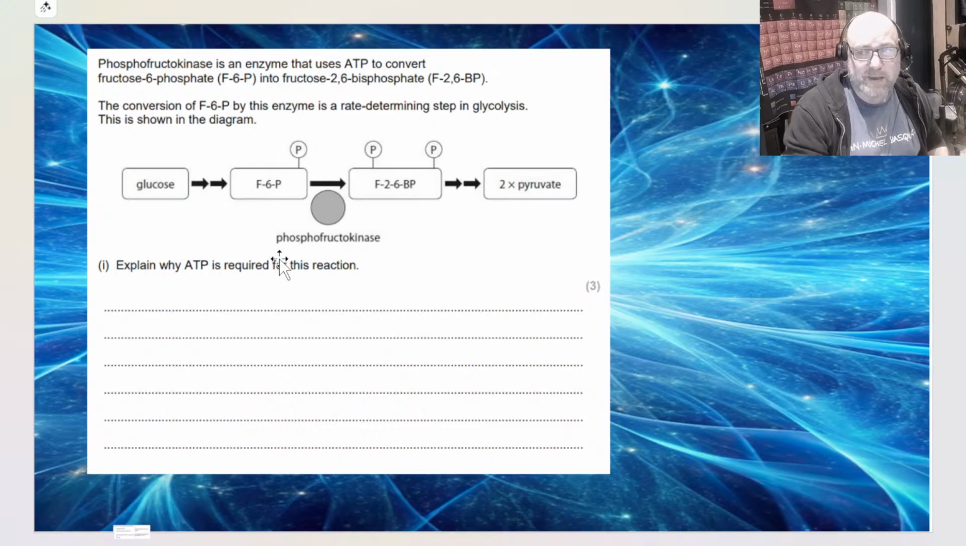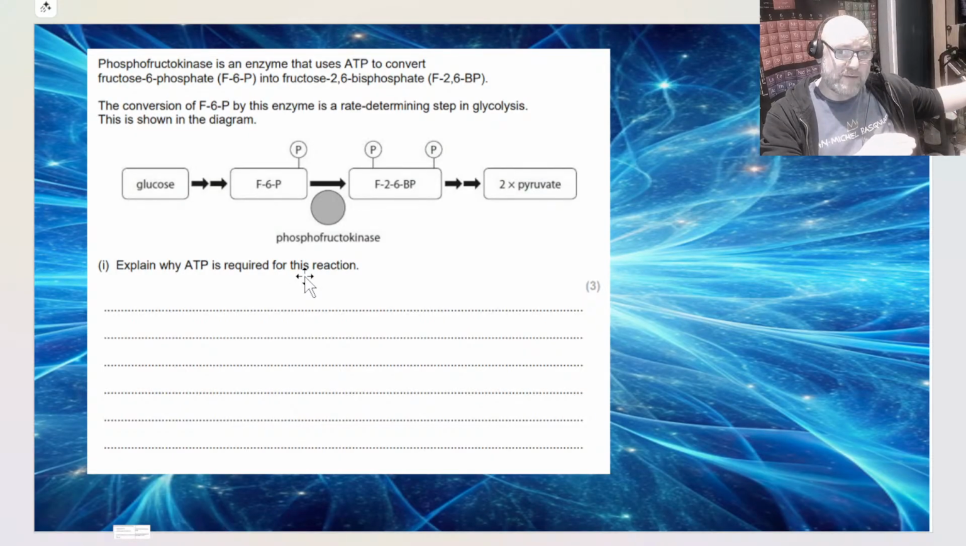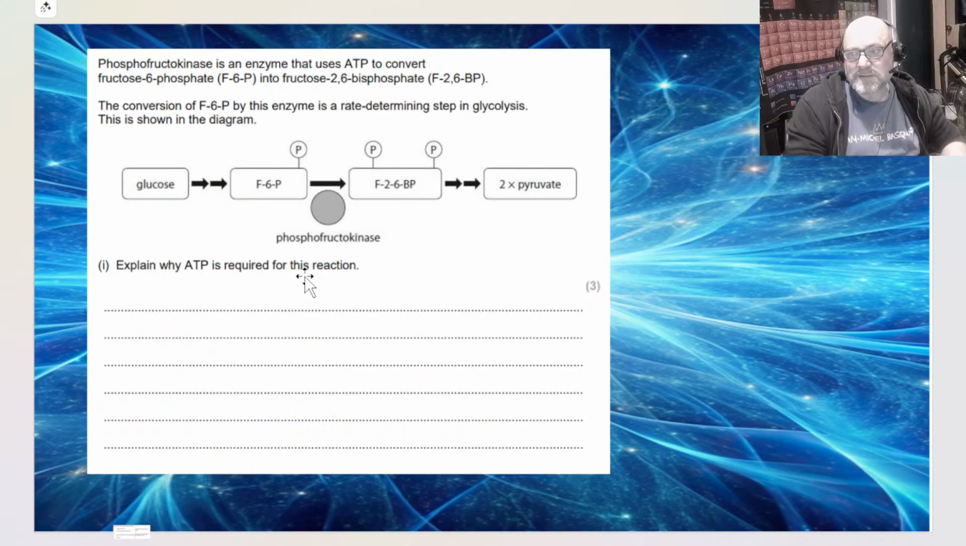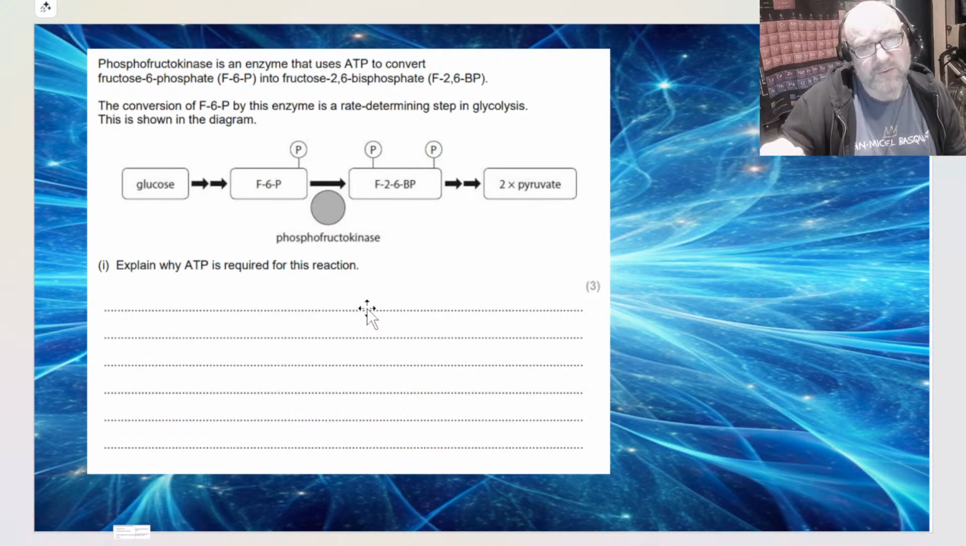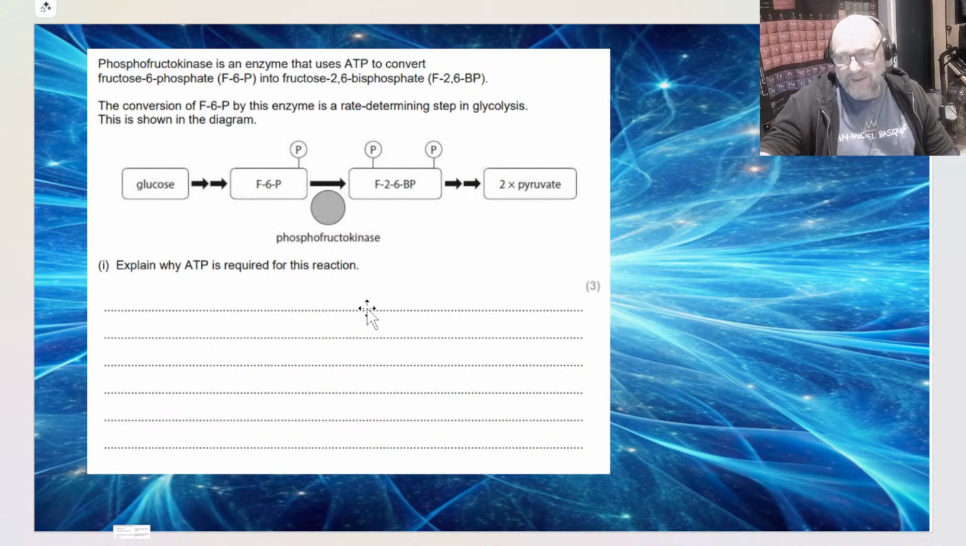Explain why ATP is needed for this reaction. Think about the previous reaction. What were our answers? That's all we've got to do. Same thing. So you could pause the live, it's not really a video, it's a live, and have a go at trying to get these 3 bullet points. I'm going to put the answers up. You want to put it in the context of this question, but it's the same thing we just talked about.